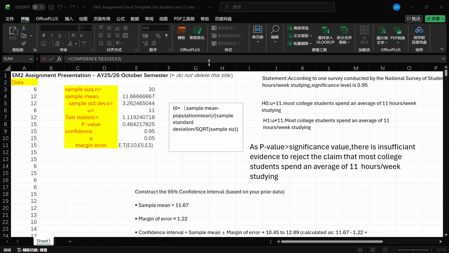As the p-value is bigger than the significance value, there is insufficient evidence to reject the claim that most college students spend an average of 11 hours per week studying.